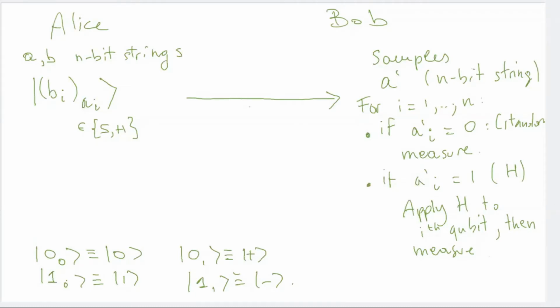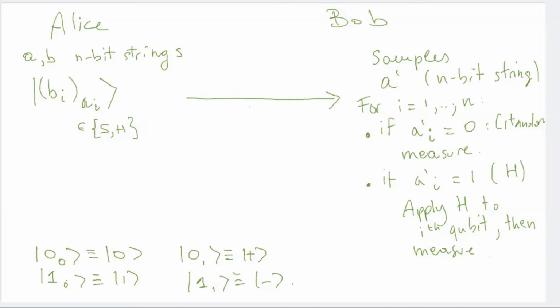So basically, Bob is sampling a uniformly random choice of basis for each of the n qubits. Basically a guess for the actual basis chosen by Alice. Alice made a choice of basis, denoted by A. This n-bit choice is denoted by A. Bob is making a guess of A by sampling uniformly at random another choice of n bases.